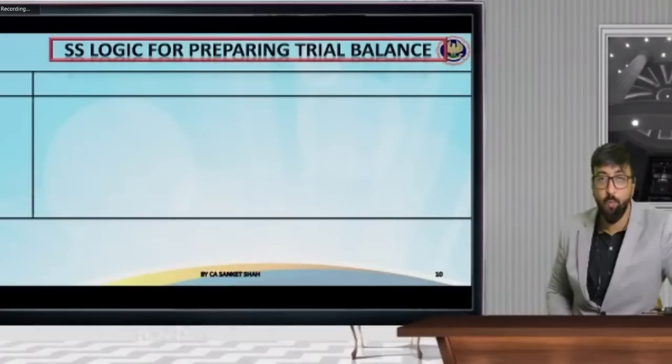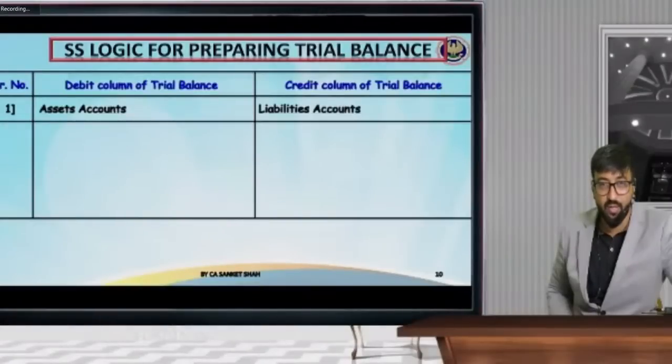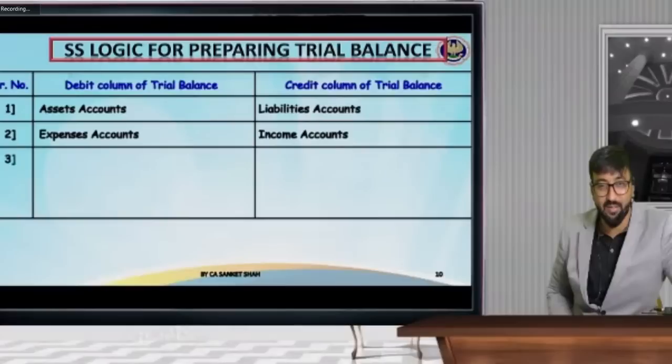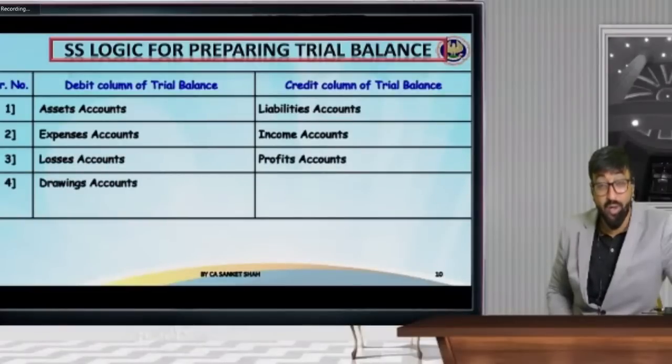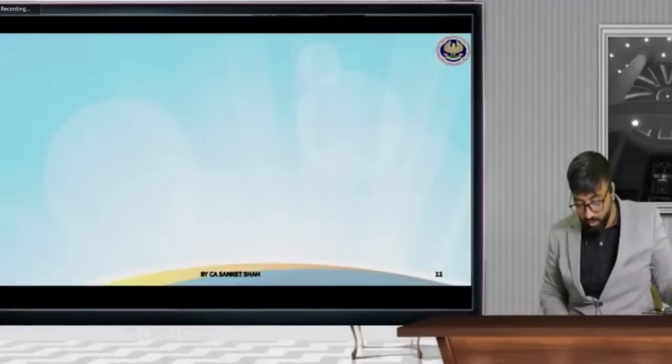Logic for preparation of trial balance, beta, fast. Serial number, particulars, debit column and credit column of trial balance. Asset account on the debit side, liability account on the credit side, expense account on the debit side. Income account, loss account, profit account on the credit side; drawings on the debit side, and capital on the credit side, and cash account on the debit side. Yes, and loan account on the credit side.